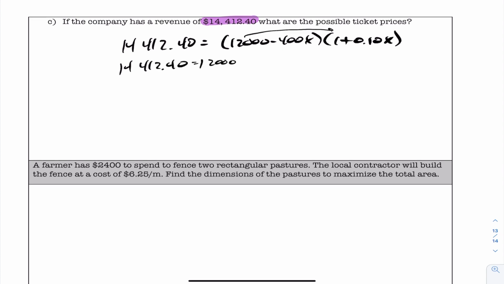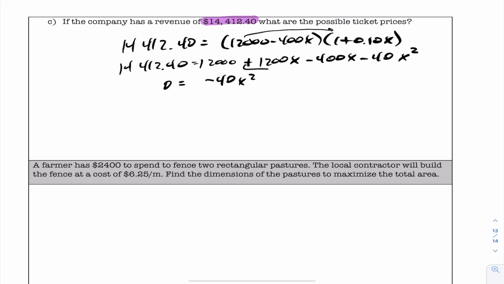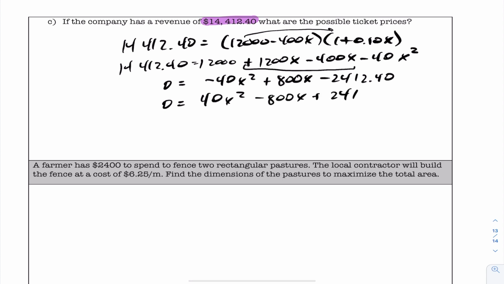Expanding this out, we get 12,000 plus 1200x minus 400x minus 40x squared. So this becomes 0 equals minus 40x squared, and collecting like terms, 1200x minus 400x is positive 800x, then we get minus $2,412.40. At this point, I would multiply across by negative 1. So you get 40x squared minus 800x plus $2,412.40. We're going to use the quadratic equation.